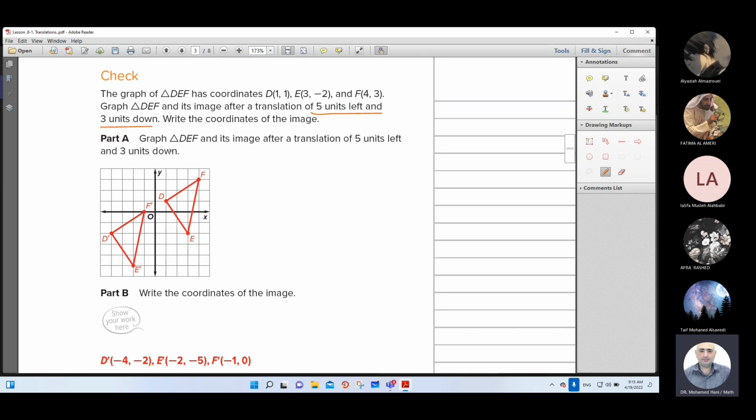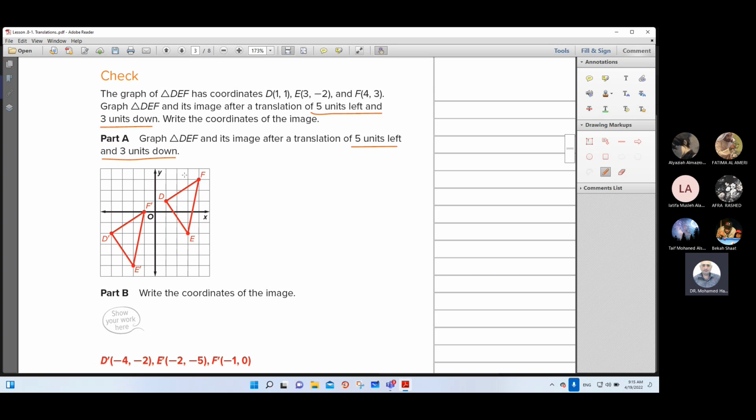So the first part, graph the triangle DEF and its image after a translation of 5 units left and 3 units down. So this is F, 5 units left, 1, 2, 3, 4, 5. Then 3 units down, 1, 2, 3. So this is F prime. The same idea here, 5 units left, then 3 units down. So this is D prime.